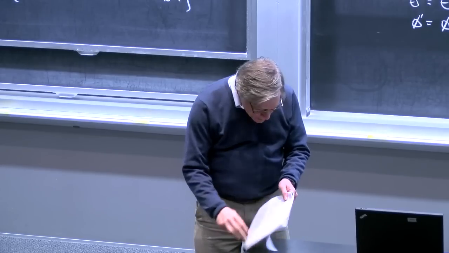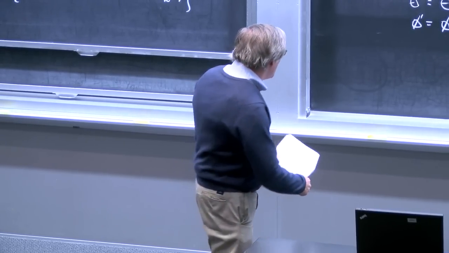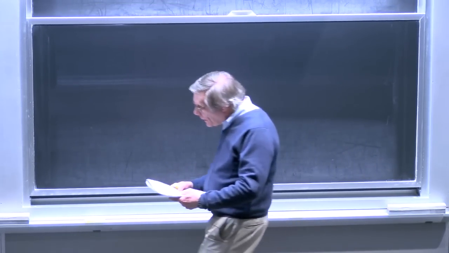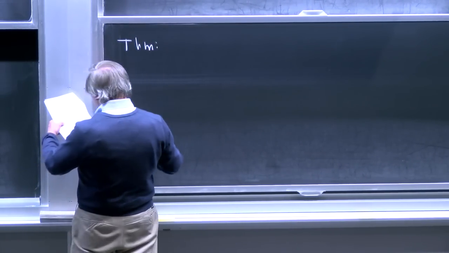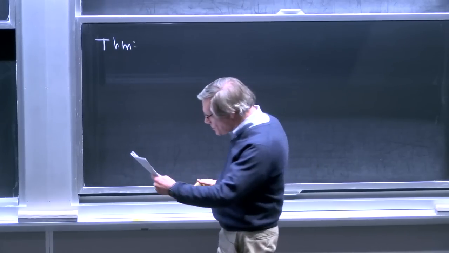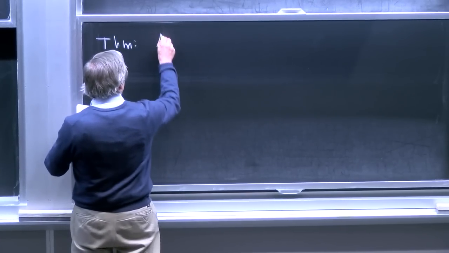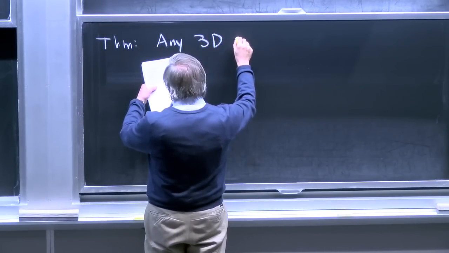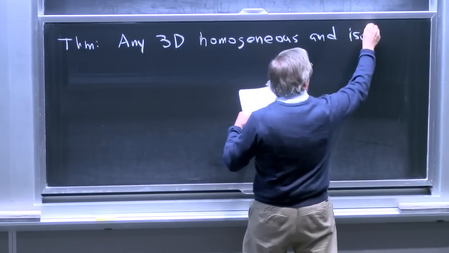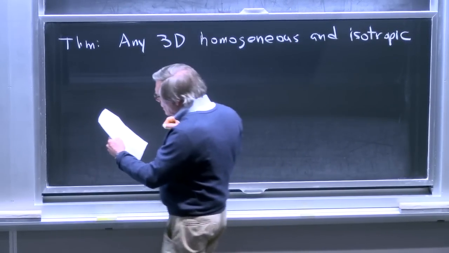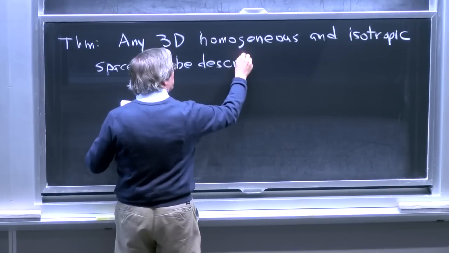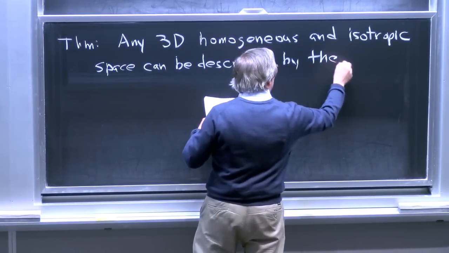What do I want to talk about next? OK, I wanted to write on the blackboard a statement which came about earlier due to questioning, but hasn't been written on the blackboard yet, which is that there's a theorem which says that the most general possible three-dimensional metric which is homogeneous and isotropic is this space. So any three-dimensional homogeneous and isotropic space can be described by the Robertson-Walker metric.